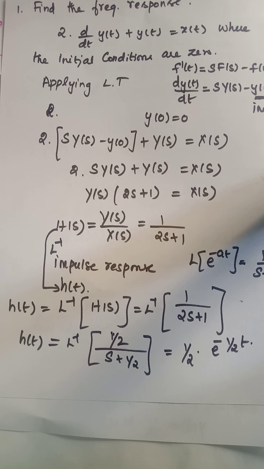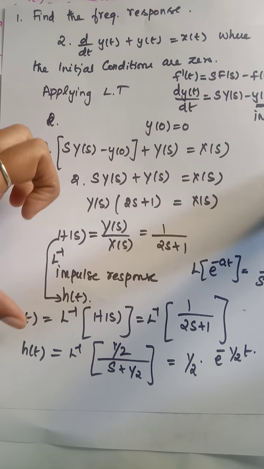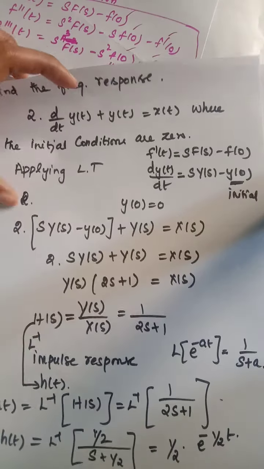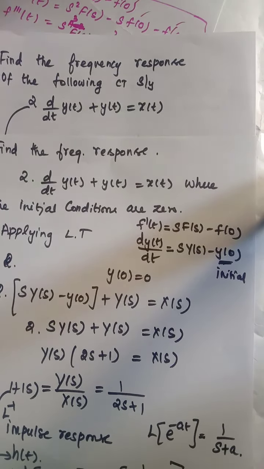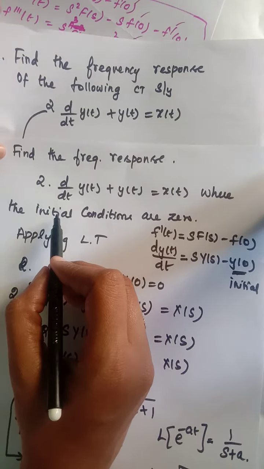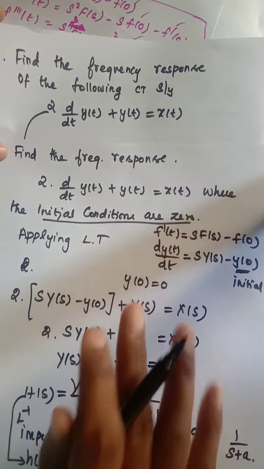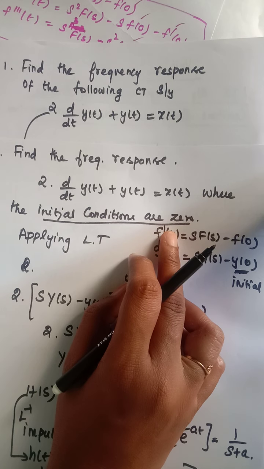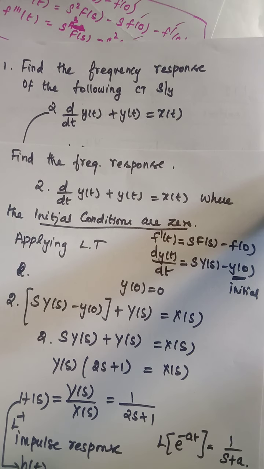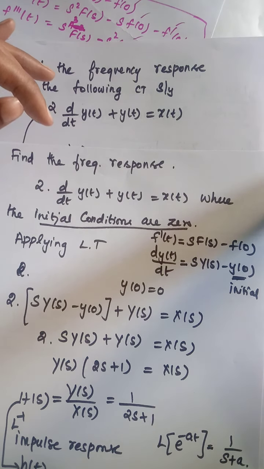So this is the functionality of the system. This is the transfer function and this is the impulse response. So the same problem I did in two forms. What they have given as an extra value is that the initial conditions are 0. If they have not mentioned anything about initial conditions, you can directly go with either the Fourier transform or the Laplace transform.